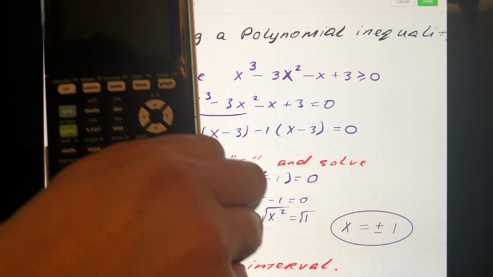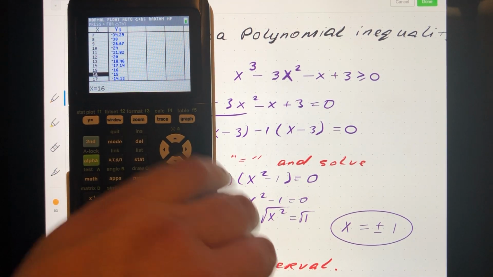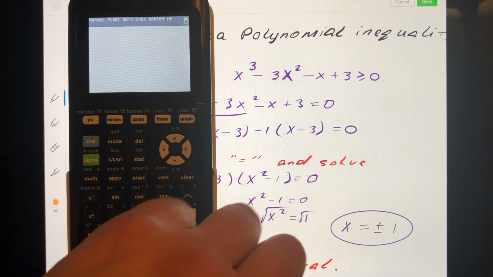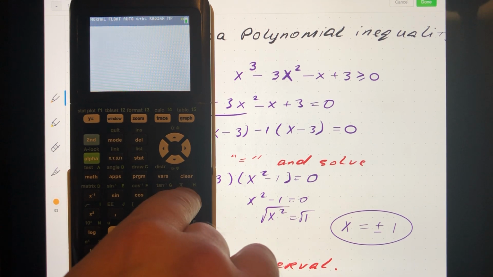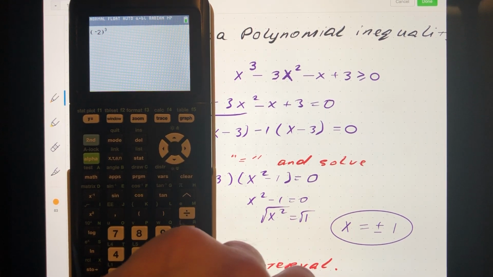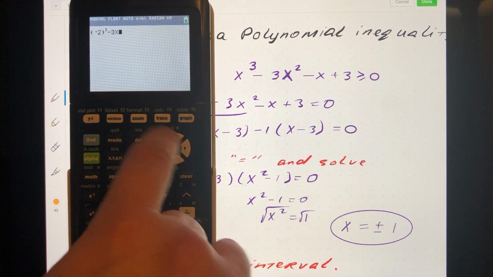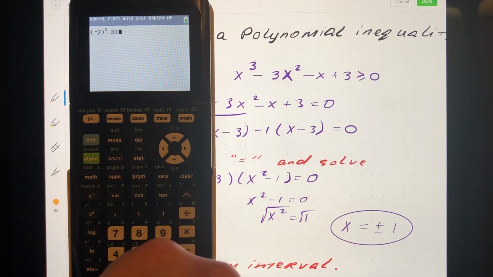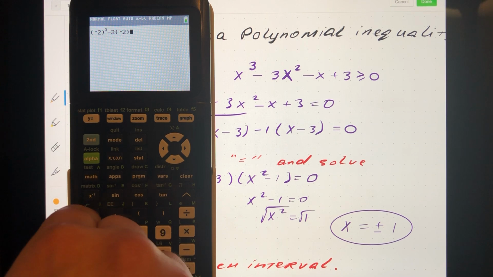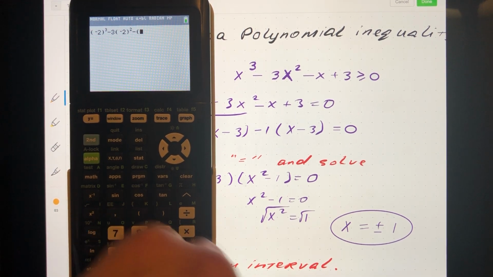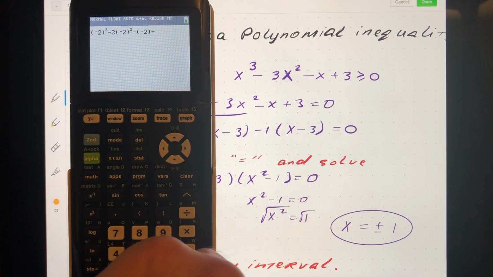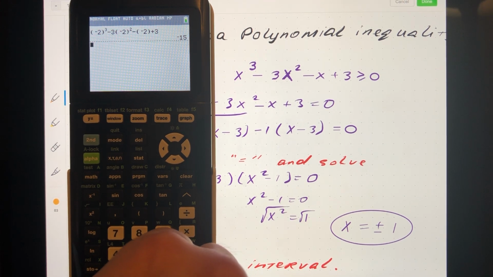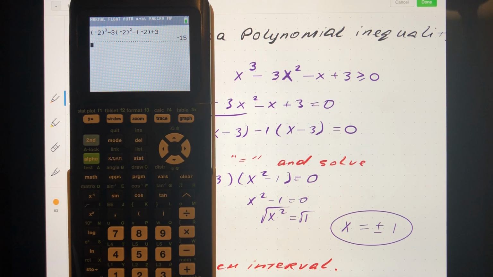So here's the calculator, and let's try it. So typing in negative 2 each time I see x, negative 2 to the power 3, and then minus 3 x, instead of x we have negative 2 squared, minus, instead of x, negative 2, and plus 3. And that turned out to be negative 15. Is negative 15 bigger than 0?